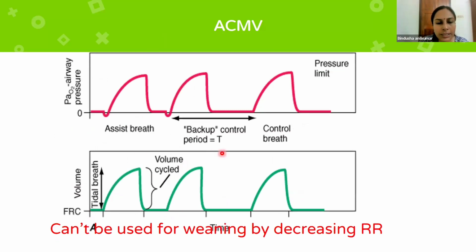Okay, so another thing is that this PCV or ACMV mode cannot be used for weaning by decreasing the respiratory rate. It can be used for weaning by decreasing the pressures, but cannot be used for weaning by decreasing the respiratory rate, because even if you decrease the respiratory rate, if the patient is breathing at a faster rate, the ventilator will give support, will assist all the breaths.